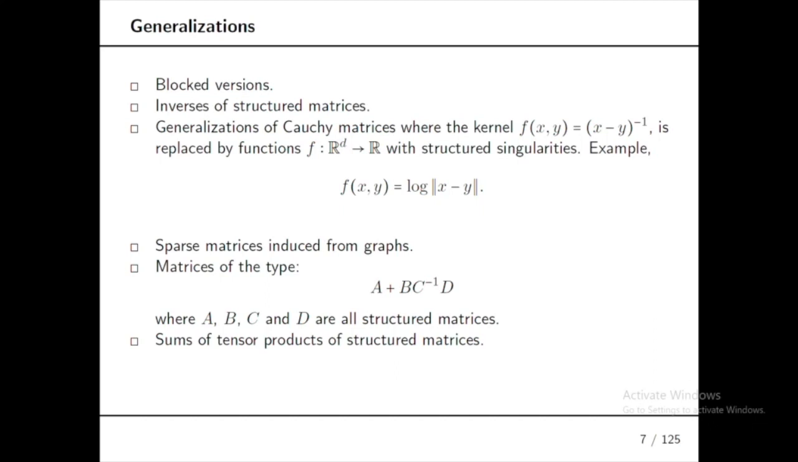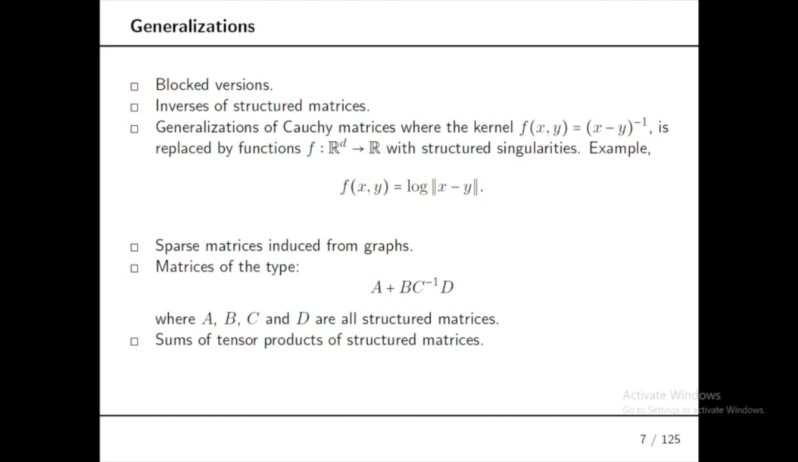So any operation like this, involving A, B, C, and D that are structured matrices, is still a structured matrix in my book. And I'm still interested in asking about these operations. So for example, if I give you Toeplitz plus Toeplitz times Toeplitz inverse times Toeplitz and ask you to apply the inverse of that quickly, I still want that to be done quickly too.